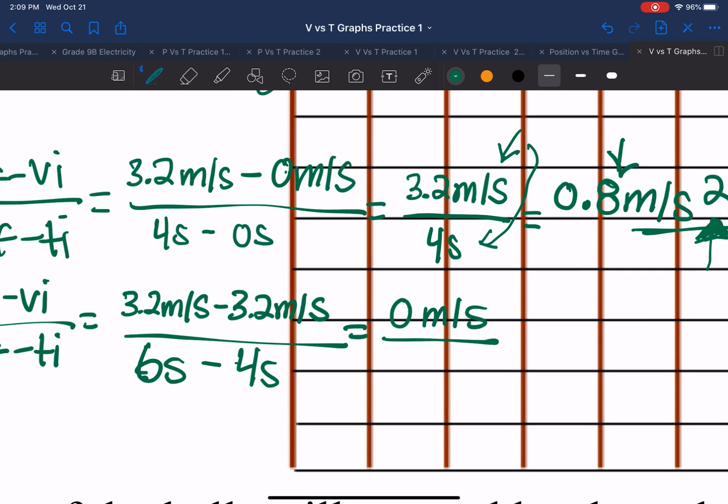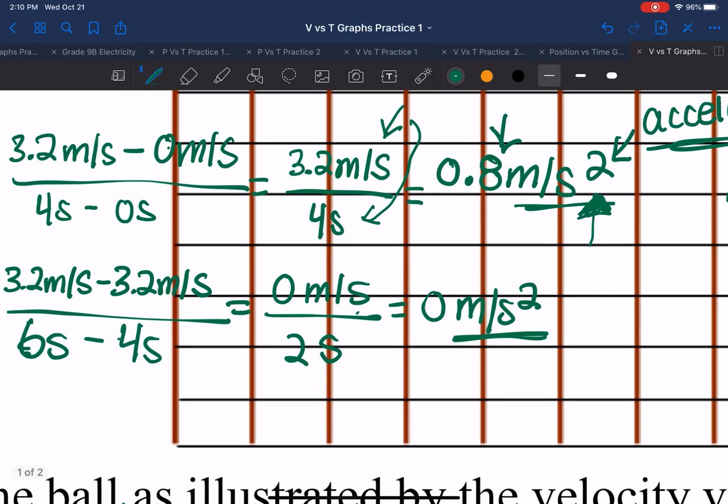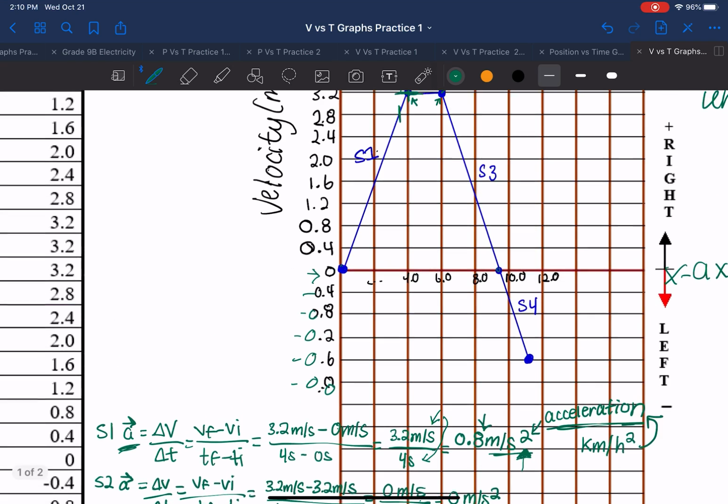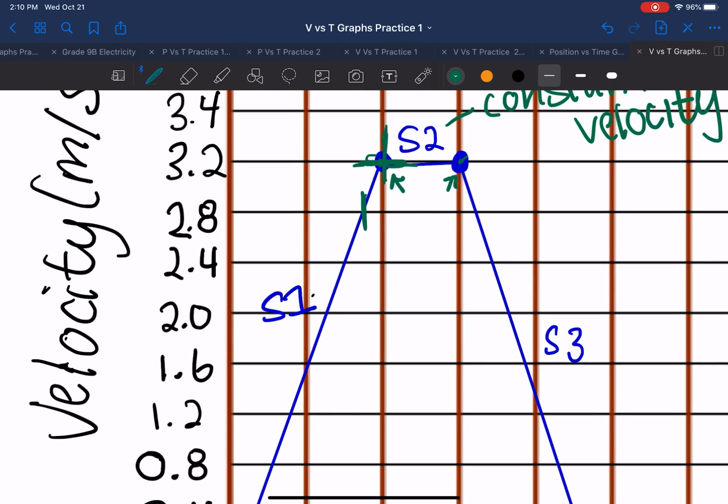And you're going to be dividing it by that time. So 6 seconds minus 4 seconds equals 2 seconds. However, when you take 0 divided by any number, you're going to get 0. Look at your values. Meters per second divided by seconds is meters per second squared. Again, the units for acceleration is meters per second squared. Even though you got 0, you still got to show those units. So 0 meters per second squared, which is what we guessed would happen: you're going to get 0 acceleration with a flat horizontal line.